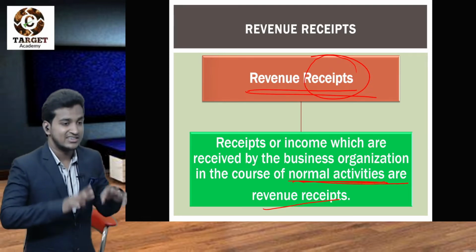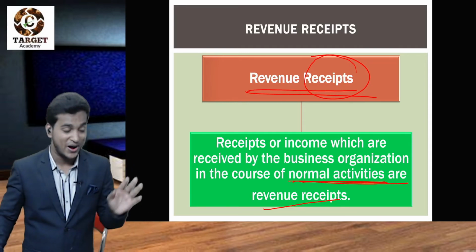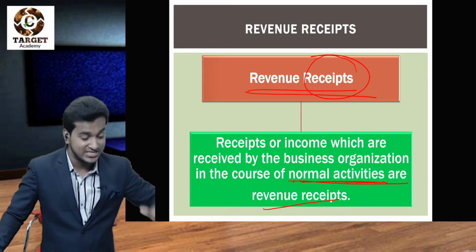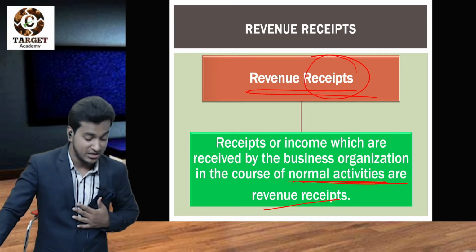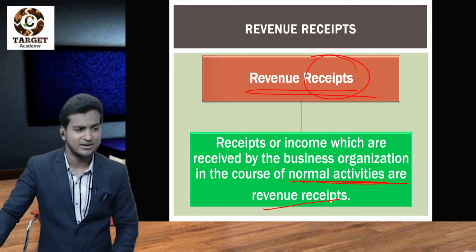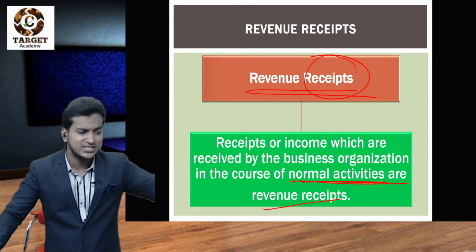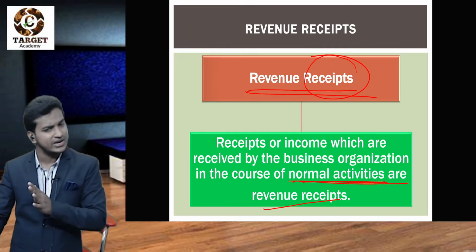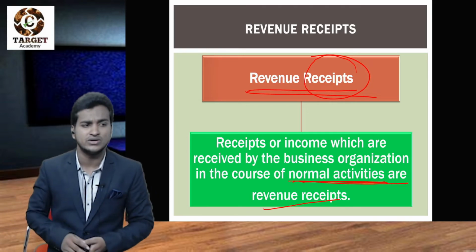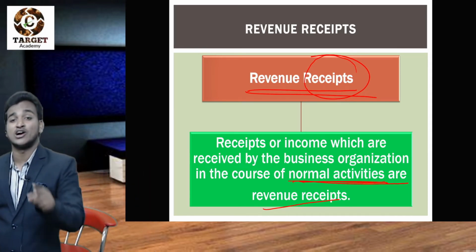Okay, I will tell you. The answer is capital receipt, not revenue receipt. Why is this a capital receipt? Because my business is production of goods and selling of goods, not receiving loans daily from the banks. That is not my normal activity. My activity is different: purchasing of goods, selling of goods, or production of goods. Receiving a loan is not a normal activity, it is an occasional activity. So that is a capital receipt, not a revenue receipt.